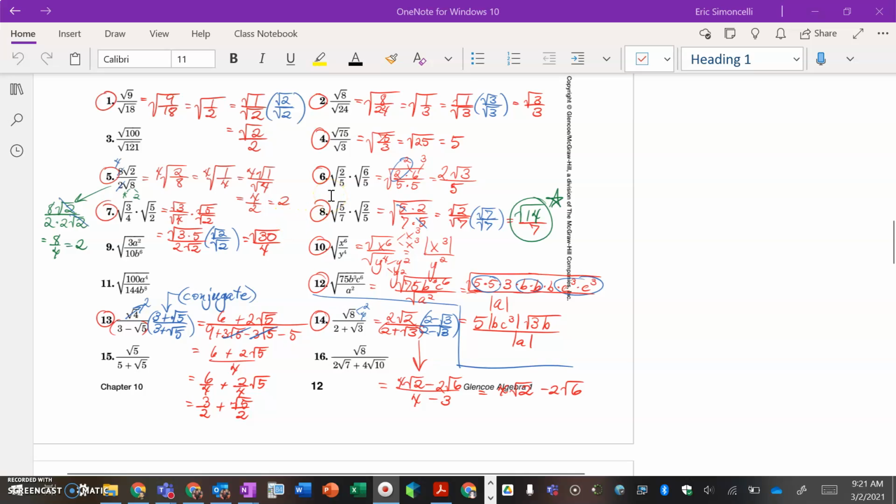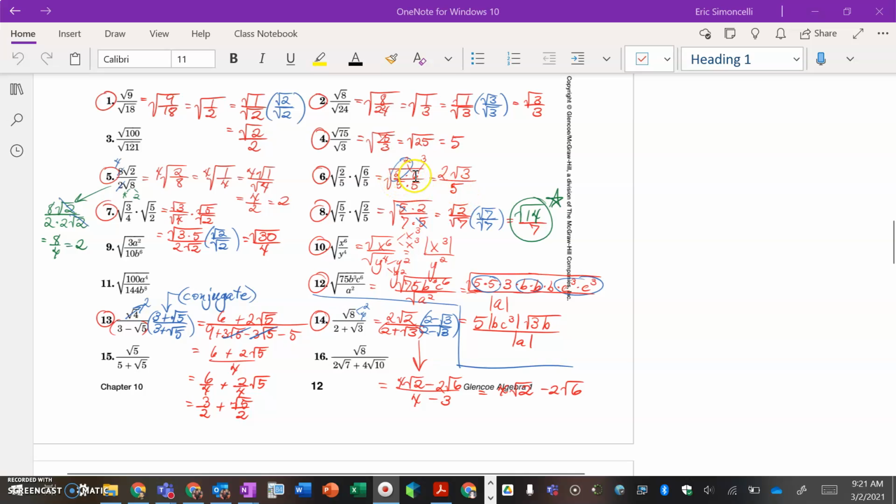Number 6. So this particular problem, I went ahead and I combined both roots as follows. I did 2 times 6 and 5 times 5. And I wrote it as one big radical. Turns out, nicely enough, 5 times 5, of course, is 25. So when you take the square root, you get 5.